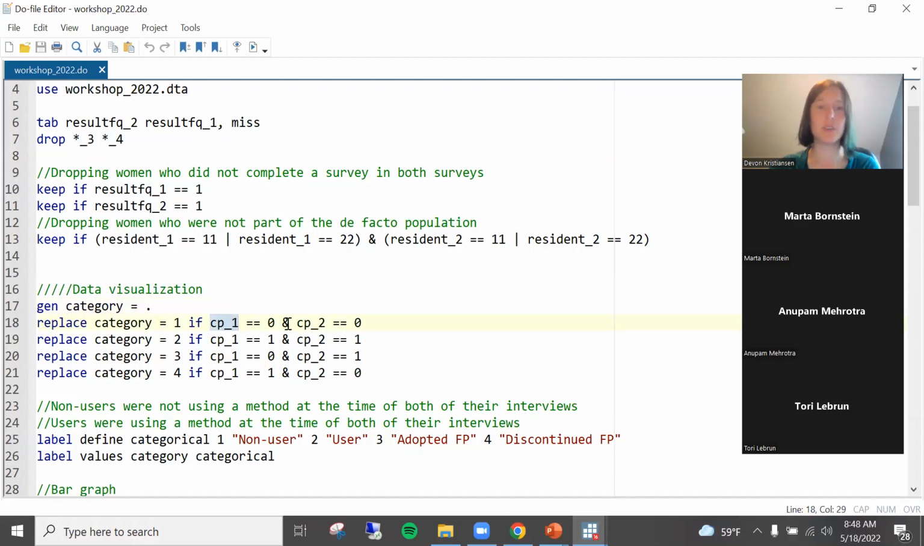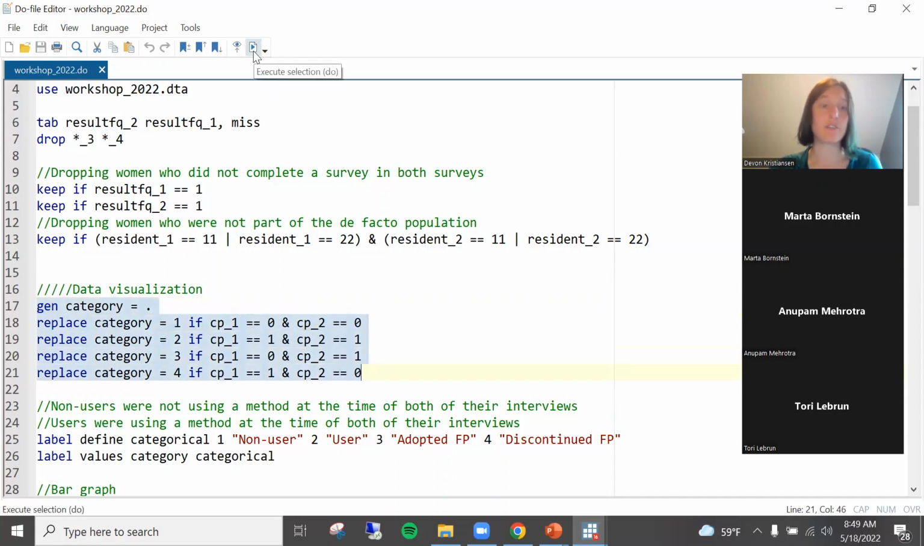Category 1, these will be women who were not users because their contraceptive use status is 0 in both periods. And then for category 2, they were users in both periods. Category 3 will be the adopters because it went from non-use into use. And then category 4 went from use to non-use.